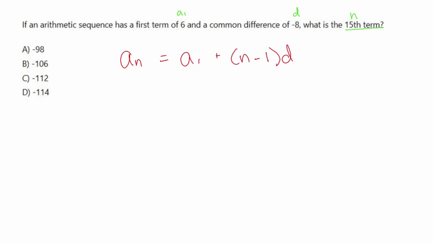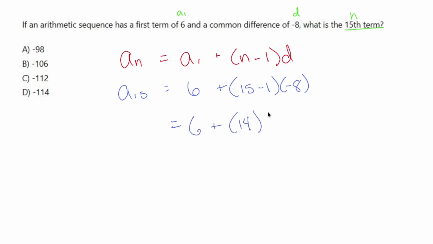So a sub 15 equals a sub 1, the first term, plus n, which we called 15, minus 1 times d, which we called -8. Now it's just PEMDAS. 6 plus 14 times -8 is 6 minus 112, and 6 minus 112 is -106. With a negative living inside the 1, so let's scooch that out so it doesn't look like that.